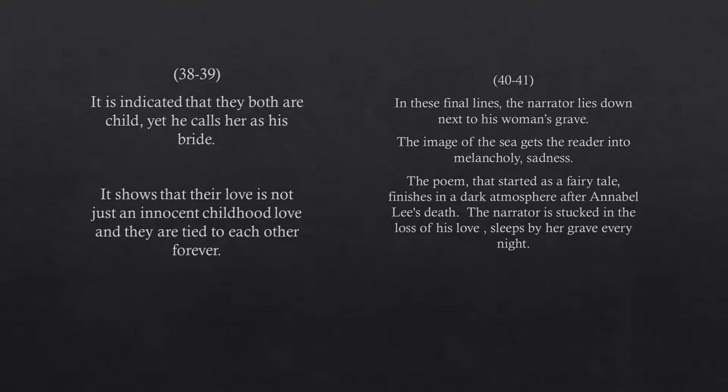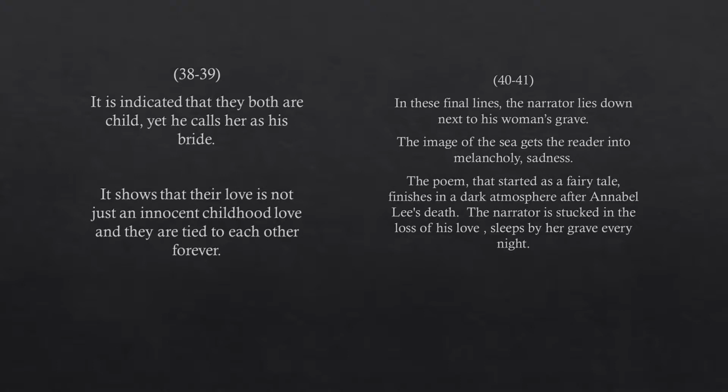And the final lines of the poem, the narrator lies down next to his woman's grave. So this image of the sea gets the reader into melancholy, the sadness, the atmosphere is sorrowful. And the poem that started as a fairy tale finishes in a dark atmosphere. The narrator is stuck in the loss of his love, sleeps her grave every night. And we are stuck with the grief and the sadness that the narrator has for the Annabel Lee.